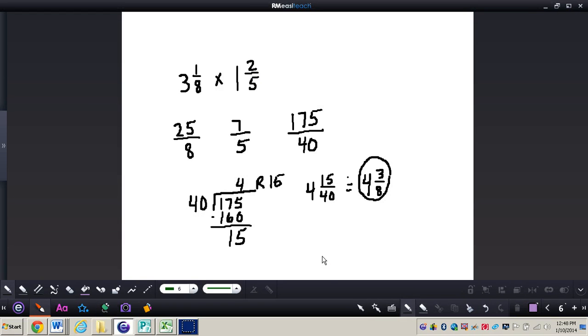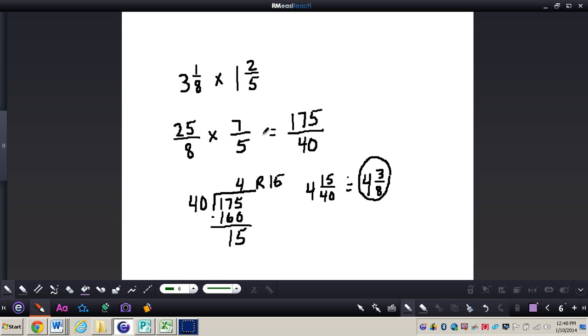Now we have our problem of 3 and 1/8 times 1 and 2/5, which came out to 25/8 times 7/5 as our improper fractions. When they were multiplied together, we had 175 over 40, which gave us 4 and 15/40, which could be simplified to 4 and 3/8.